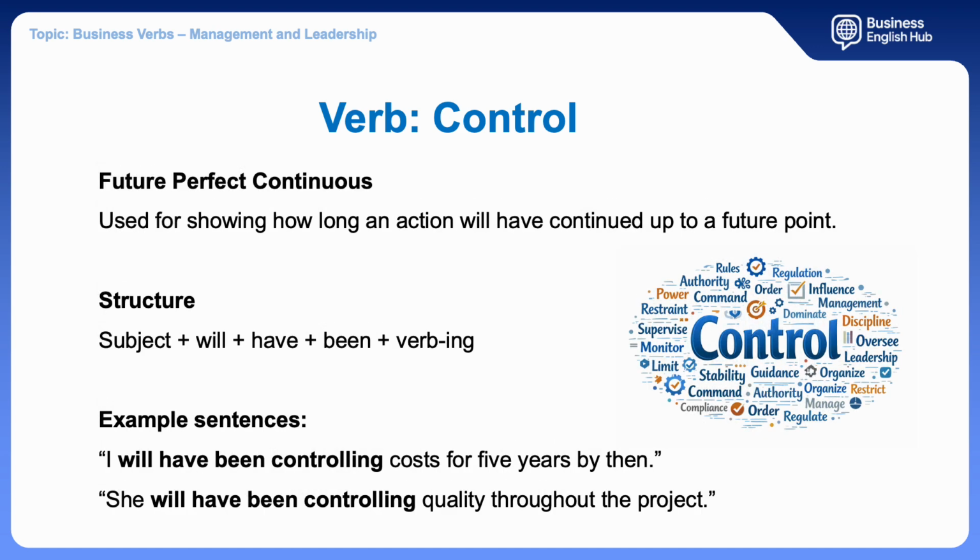The future perfect continuous of the verb control is used for showing how long an action will have continued up to a future point. The structure for this is subject plus will plus have plus been plus verb with ing. Example sentences here include: I will have been controlling costs for 5 years by then. She will have been controlling quality throughout the project.